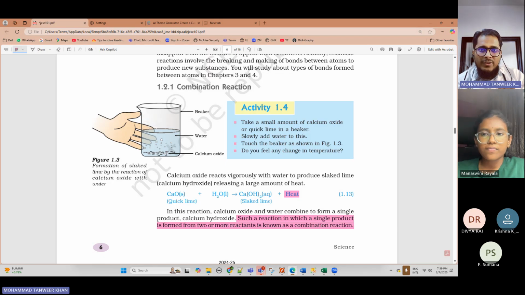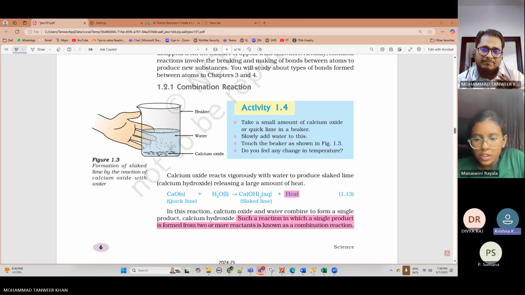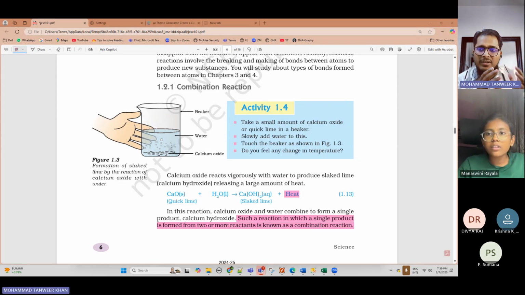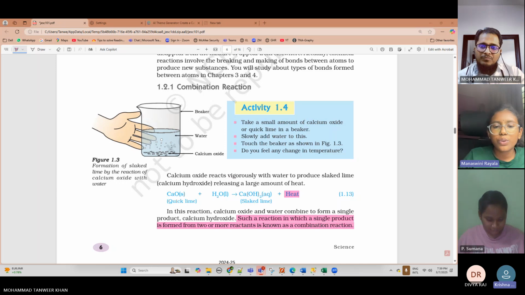Okay. So when two reactants combine to produce one product, that is known as a combination reaction. Is that clear? Yes, sir. Okay. So what is a combination reaction? When two reactants react to form one product, it is called a combination reaction.